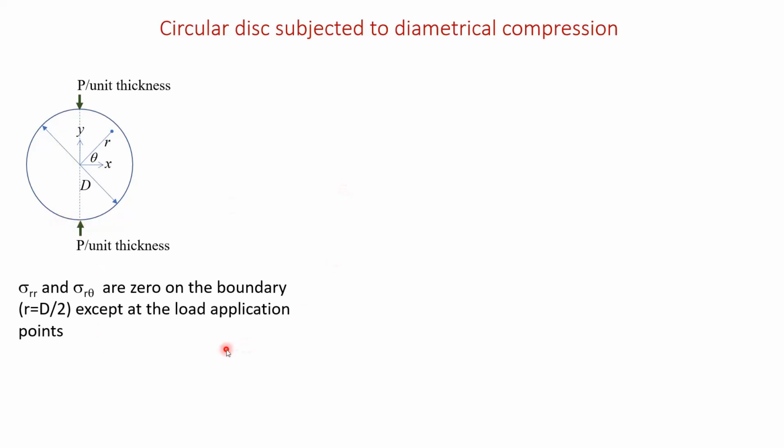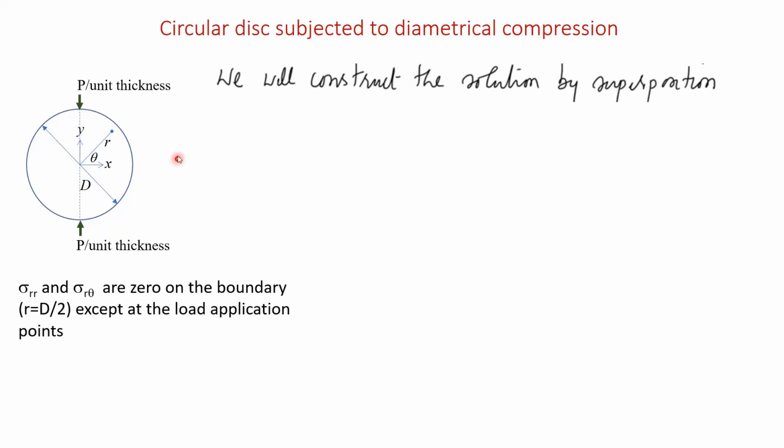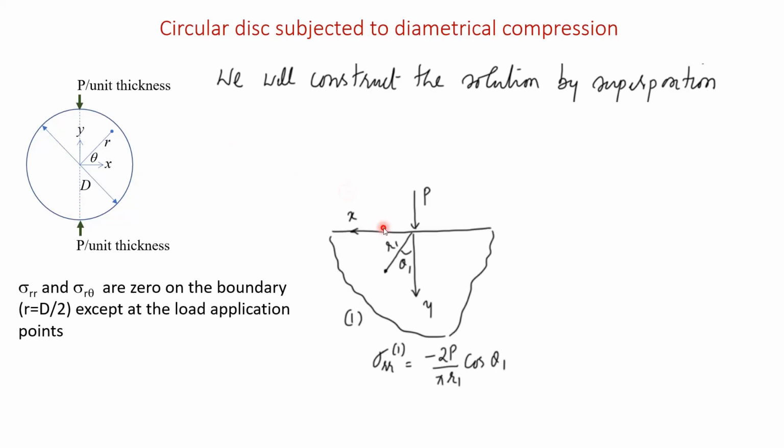Now we will start with the Flamant's solution and use the principle of superposition to construct the solution for this problem. The rationale behind this is as follows. Close to this point load, you can expect that the stress field will have the character we saw in the Flamant's problem. The same is true for the region close to the second load here. So we will start with a Flamant problem as shown here.